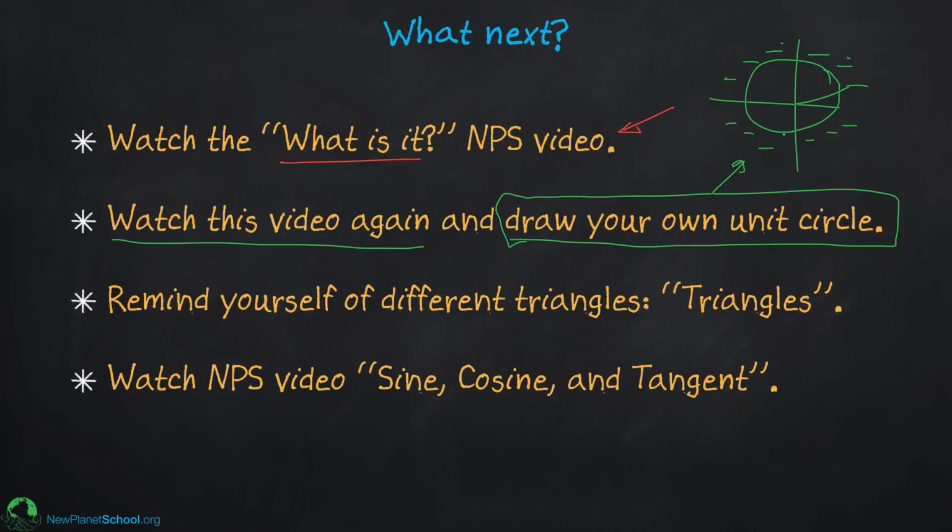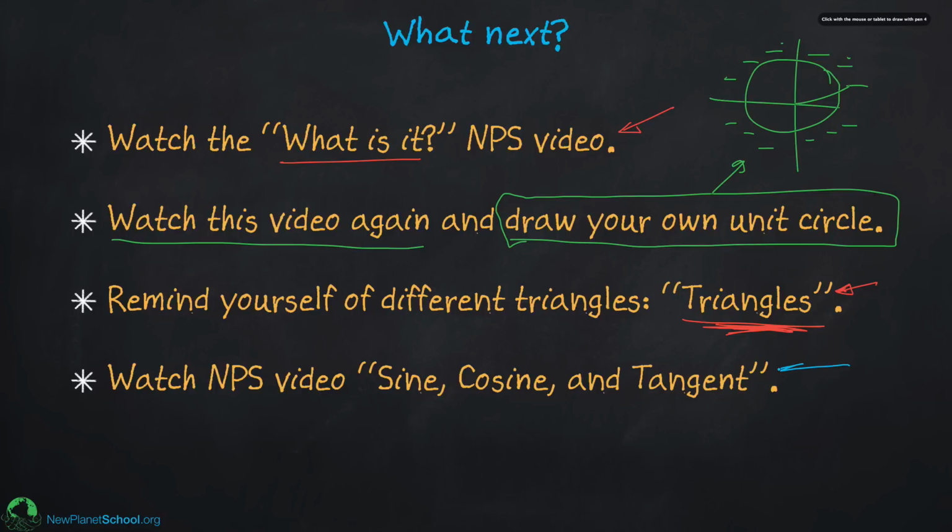Okay, now, the other thing you might want to watch is the New Planet School triangles video again, just so you can remember that the triangles we've been doing in this video are all right triangles, but there are a lot of different types of triangles: obtuse triangles, acute triangles, isosceles triangles. Just keep in mind that there are a lot more different types of triangles out there that have a lot of different properties, and we really haven't relied on all of them here.